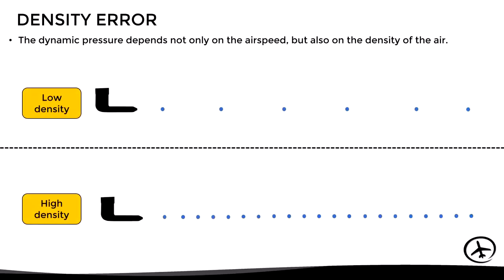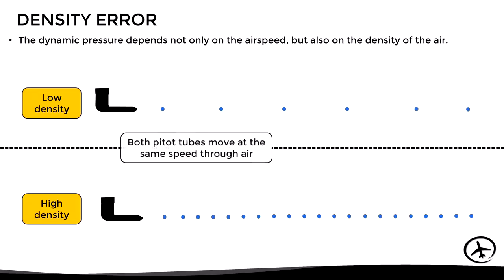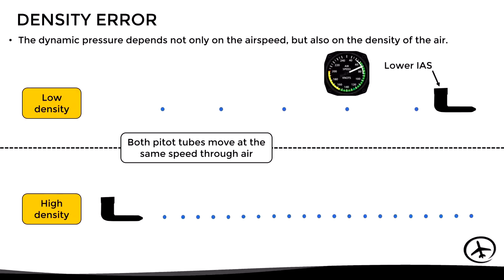Here we have two pitot tubes from different aircraft. In this case, the tube at the top will move in air with lower density, which means that the air particles will be farther apart. While the tube at the bottom will move in air with higher density, which means that the air particles will be closer together. In this case, we can observe that the tube at the top, as it moves in less dense air, it captures less air particles, which means that it experiences a lower dynamic pressure, and therefore the airspeed indicator will show a lower indicated airspeed.